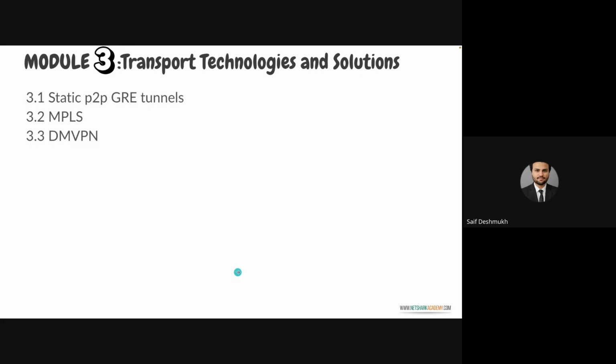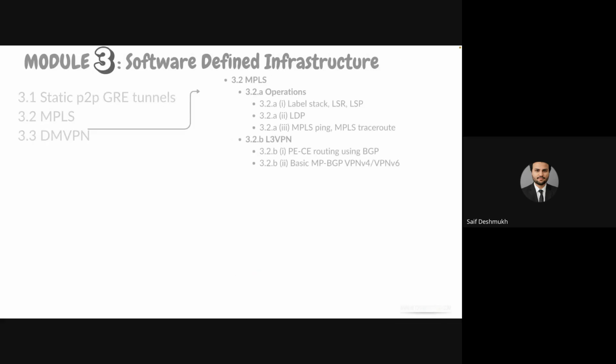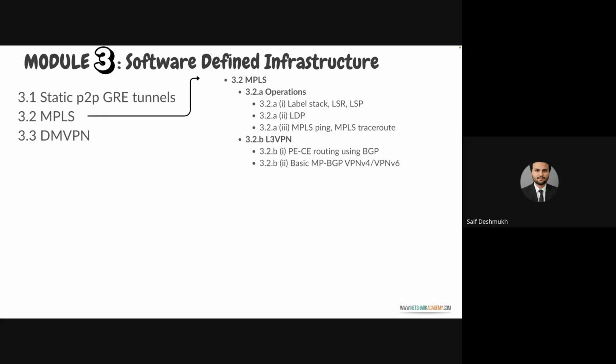Module 3 is transport technologies. 3.1 is a very basic topic: static P2P and GRE tunnels, really basic GRE tunnels we're going to talk about here. 3.2 is MPLS. A little bit different: after we have taken BGP, we'll take MPLS directly. Okay, and then GRE.